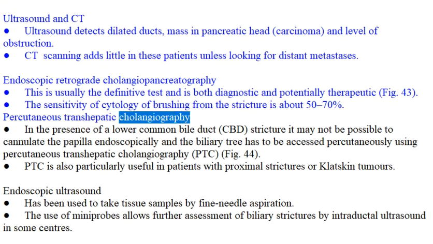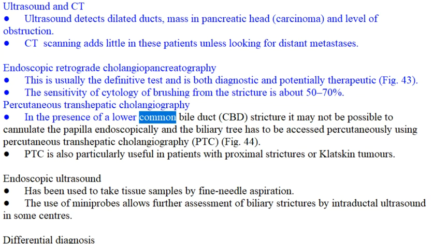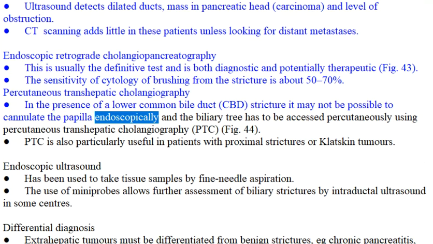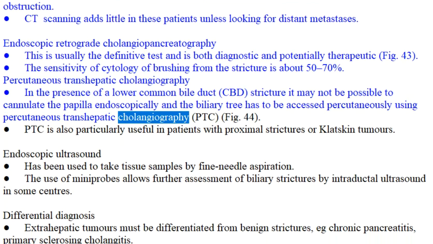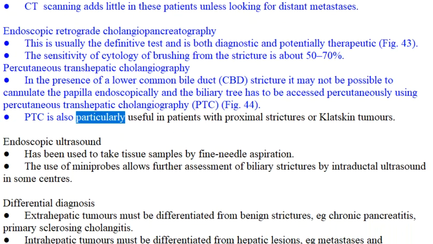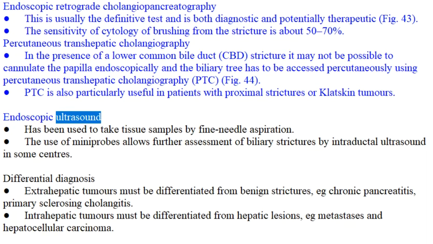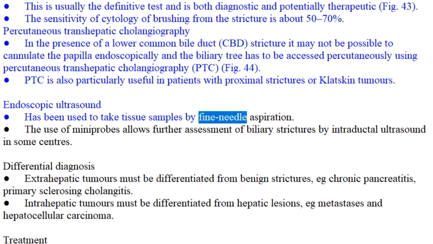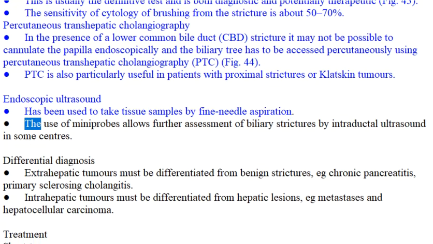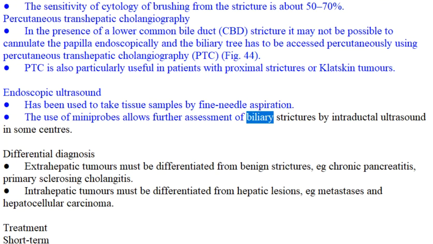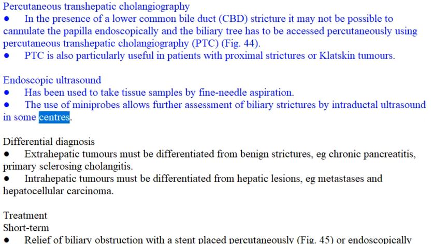Percutaneous transhepatic cholangiography. In the presence of a lower common bile duct, CBD, stricture, it may not be possible to cannulate the papilla endoscopically and the biliary tree has to be accessed percutaneously using percutaneous transhepatic cholangiography, PTC, Fig 44. PTC is also particularly useful in patients with proximal strictures or Klatskin tumors. Endoscopic ultrasound has been used to take tissue samples by fine needle aspiration. The use of many probes allows further assessment of biliary strictures by intraductal ultrasound in some centers.